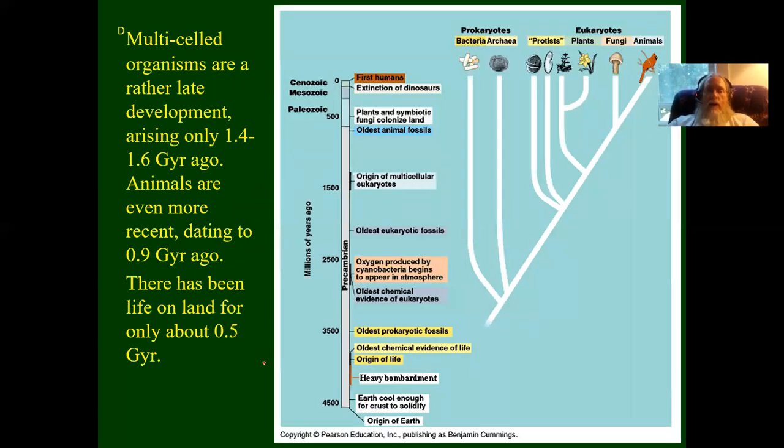Okay, so anyway, where are we? Okay, eukaryotes and oxygen come in here. Multi-celled organisms, as you can see, are a fairly late development, roughly 1.5 billion years ago. So we'll talk a little bit more about that in a minute. Note that animals diverge from fungi somewhere around 0.9 billion years ago, less than 1 billion years ago.